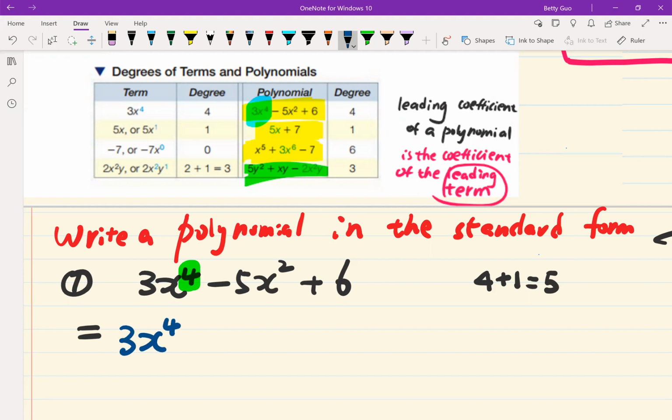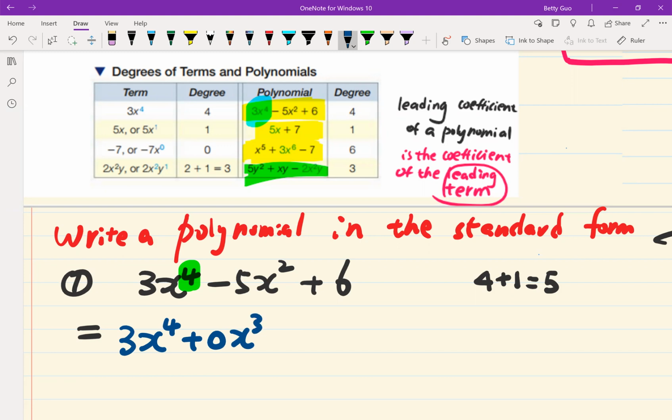3x to the power 4. Do we have the term with x cubed? We have x to the power 4, right? Do we have x to the power 3? No, okay. If no, you're gonna write 0 times x cubed.